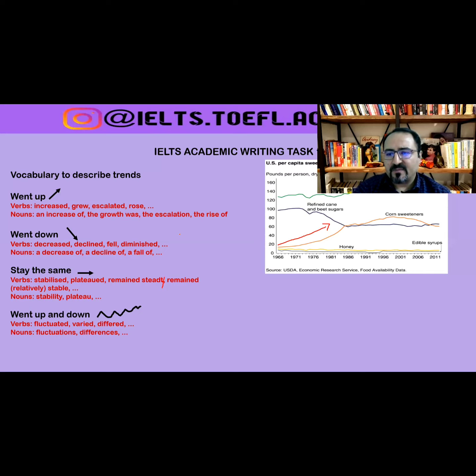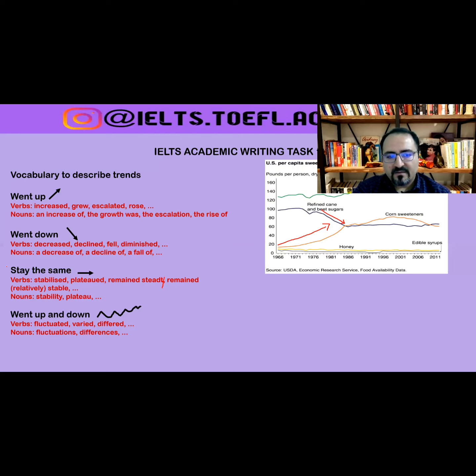And as you can see here, for example, about the refined cane and beet sugars, you can see that there has been a kind of decrease, or let's say downward trend. So you can use verbs such as decrease, decline, fell, diminish to describe this downward trend.